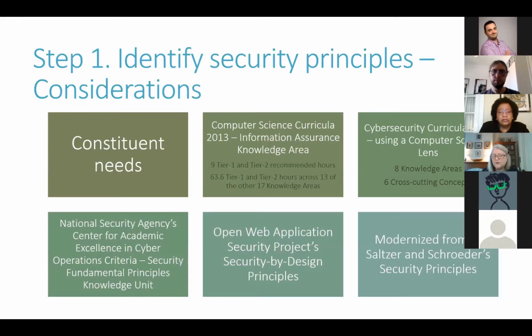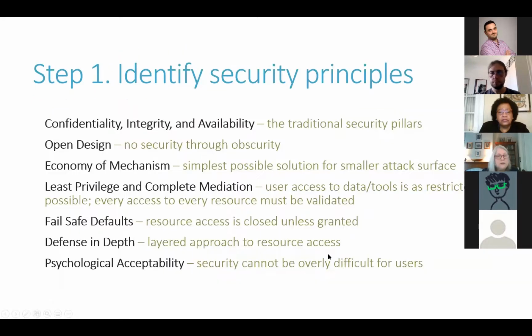And we looked through all of those, blended them together, decided what applied to our programs, and then came up with this list of 7 principles that we thought we needed to be sure were covered throughout our program. So confidentiality, integrity, and availability, open design, economy of mechanism. For some of these, you have to look at the definitions to really know what they are. Least privilege and complete mediation, fail-safe defaults, defense in depth, and psychological acceptability.